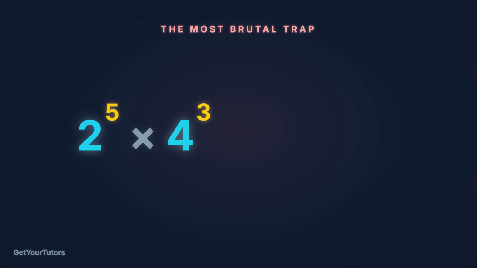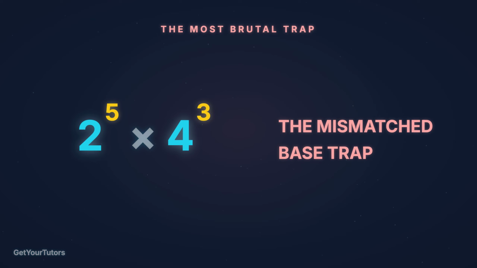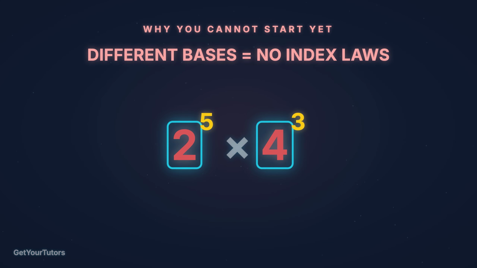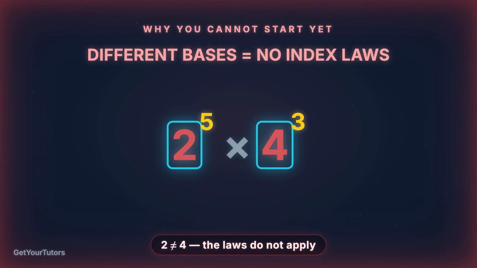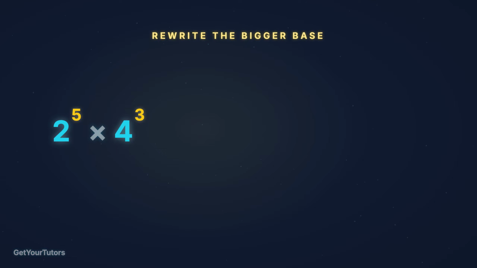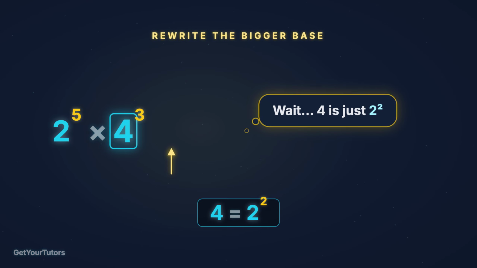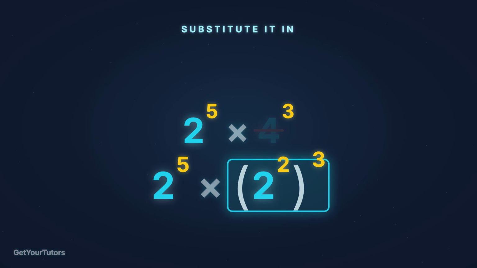Finally, we face the most brutal trap, solving equations with completely different bases. Simplify 2 to the 5th multiplied by 4 cubed safely. Index laws only work if the base numbers match perfectly. You cannot directly multiply a base of 2 with a base of 4. The trick is to rewrite the larger base using a power. We know that the number 4 is mathematically identical to 2 squared. Replace the 4 with 2 squared inside brackets. Now we have 2 squared, all raised to the power of exactly 3.